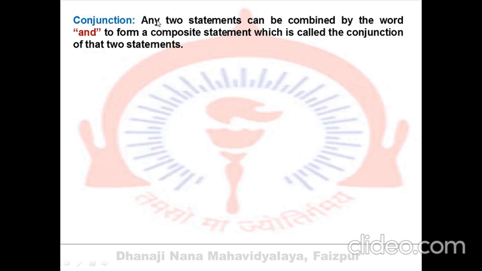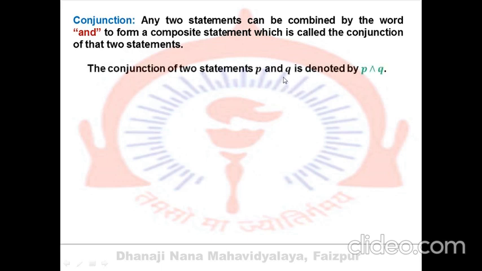Conjunction. Any two statements can be combined by the word and to form a composite statement which is called the conjunction of those two statements. So if two statements are connected by the connective and, then it is nothing but the conjunction of those two statements. The conjunction of two statements P and Q is denoted by the symbol P and Q.